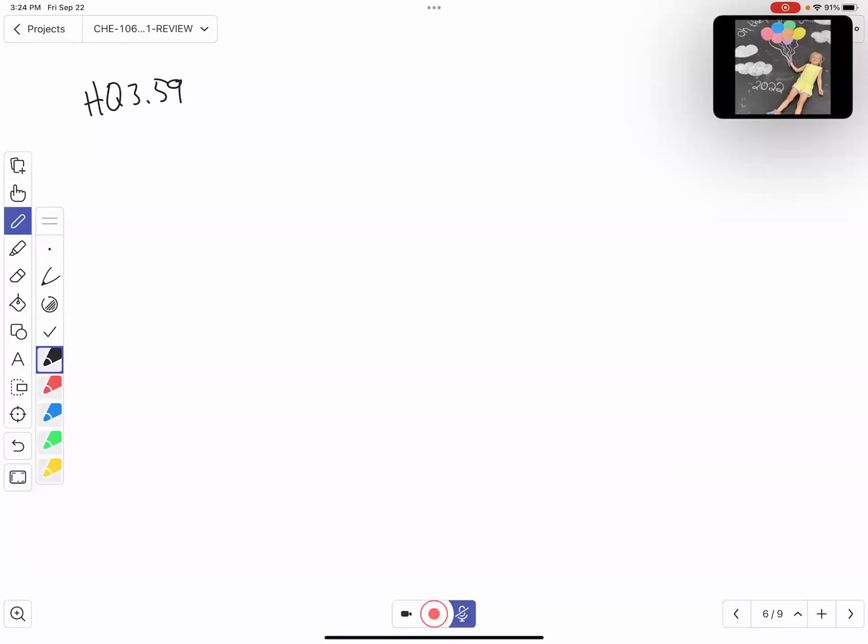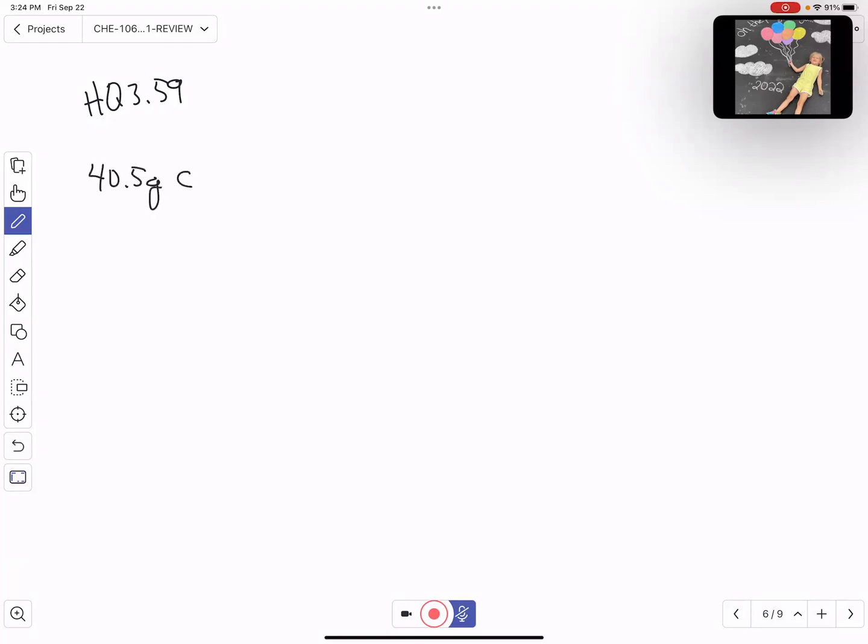Yeah, so question 59 from the homework, right? They tell us about the percentage of carbon, hydrogen, oxygen. They want us to find the molar mass. They want us to find the molecular formula given the molar mass. So we're going to start with those percentages, right?